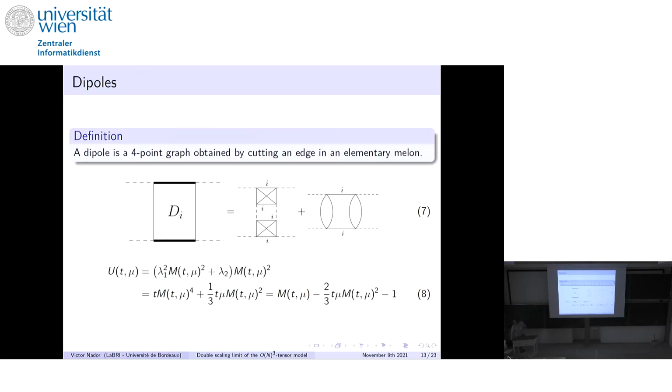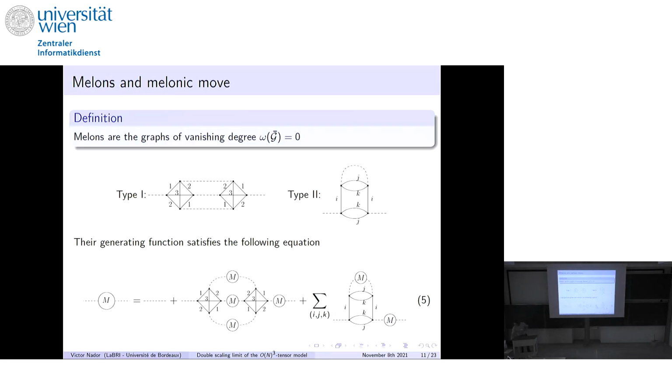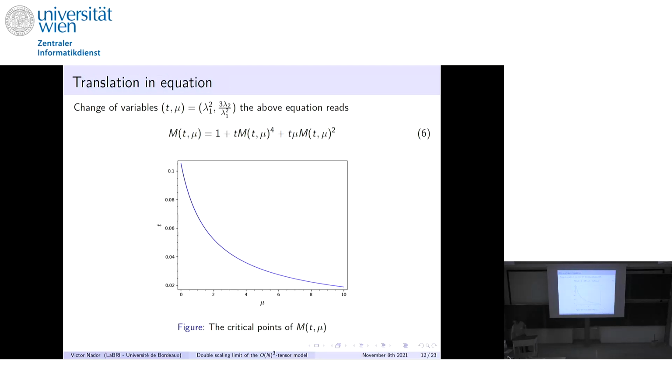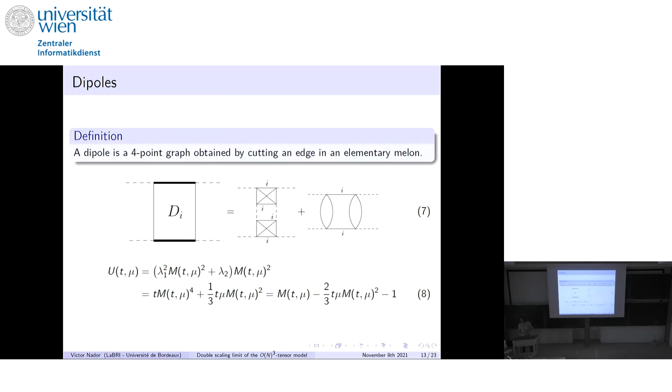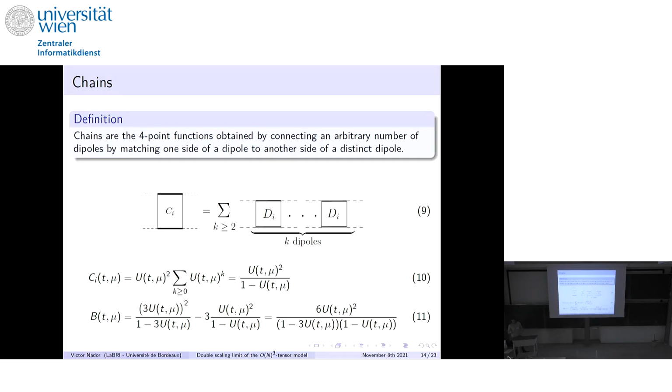Now I can look to do similar things, but for the 4-point function. The idea is the same. I take a simple graph that I had before, which was of leading order, and I try to look at the 4-point function I can obtain. This gives me a structure which we call a dipole, and we can compute the generating function for dipoles depending on the generating function for melons. And I can bring dipoles together and insert them.